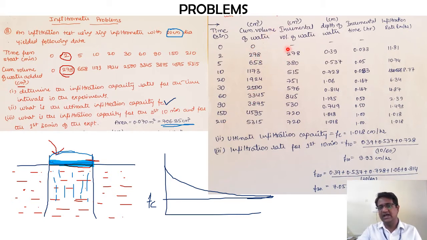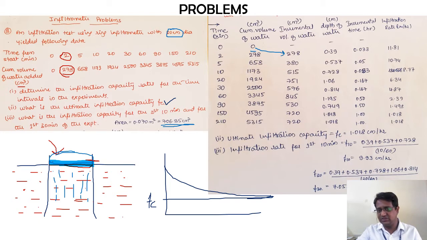So in the third column, I am converting this cumulative volume into incremental volume of water, in terms of centimeter cube. For 0 it is a dash, nothing is added. For the first 2 minutes, that is 0 to 2 minutes, the amount of water added is 278, so 278 minus 0 will come over here, just as we have already done in the previous method.